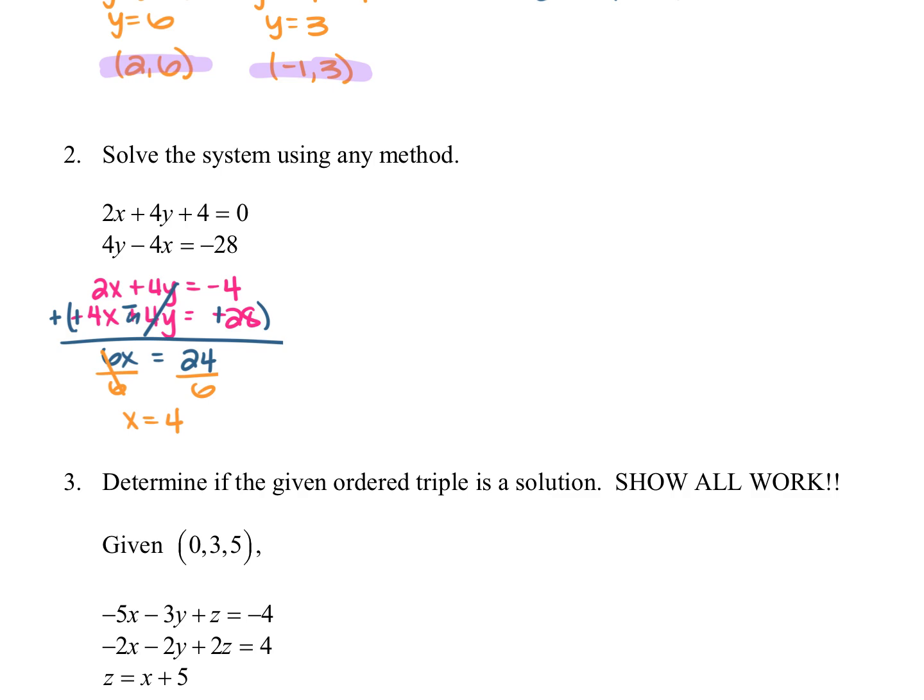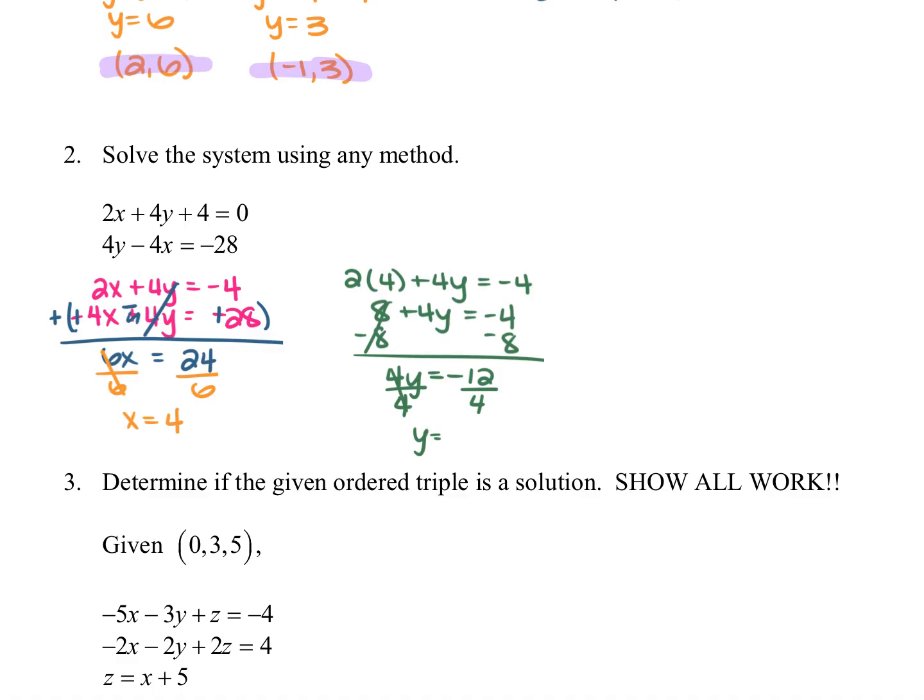From here, I'm going to take that 4 and plug it in for x to solve for y. So that's going to give us 2 times 4 plus 4y is equal to -4. The 2 times 4 is 8, plus 4y is equal to -4. Subtract your 8 over. You have 4y is equal to -12. Divide each side by the 4. And you have y is -3. So if your x is 4 and your y is -3, the ordered pair 4, -3 is your solution.